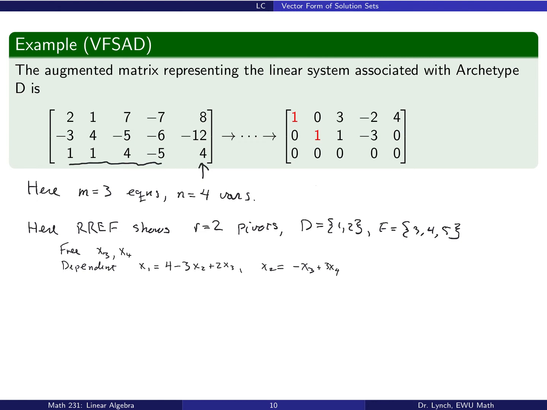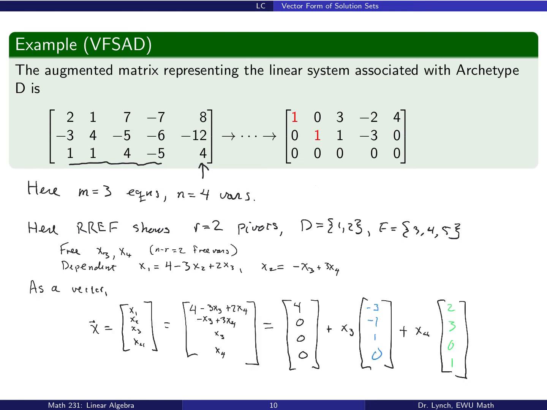So if we write that solution as a vector, we see how we can write it as a linear combination. Here is that solution in vector form as a linear combination. Now, I'll point out that this system has n minus r equals 2 free variables, and we can express the solution of that system as a linear combination of 2 vectors plus 1 more. Now, the elements of those vectors come from this reduced row echelon form.